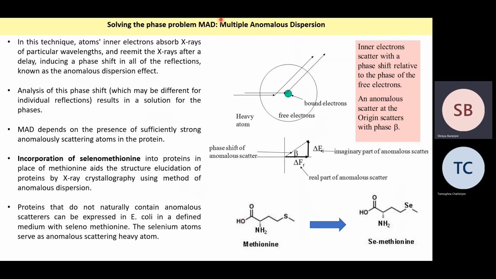So we can take advantage of this to find the phase through a method called multiple anomalous dispersion, or MAD. In this technique, the atom's inner electrons or bound electrons absorb X-rays of particular wavelengths and re-emit the X-rays after a delay. And this causes a phase shift known as the anomalous dispersion effect. So analyzing this phase shift results in a solution for the phase.